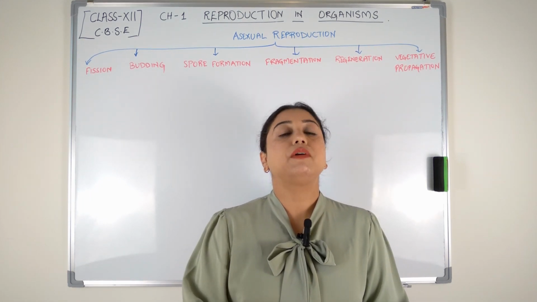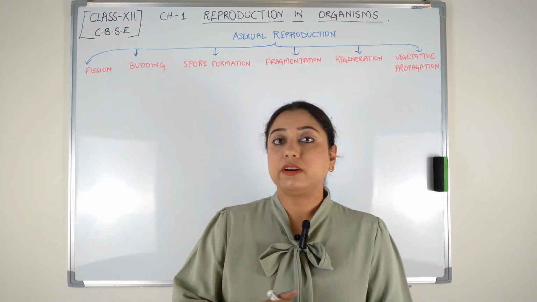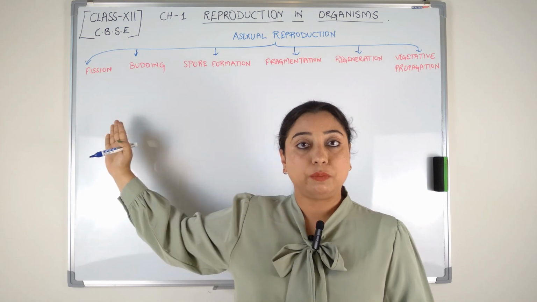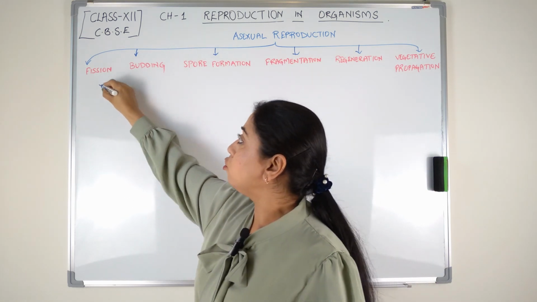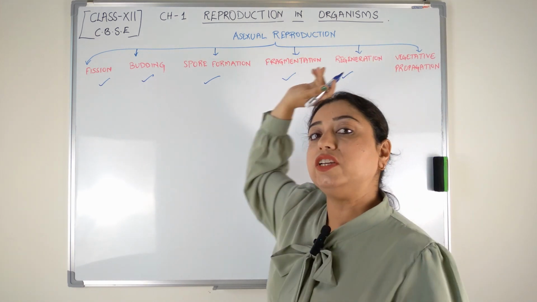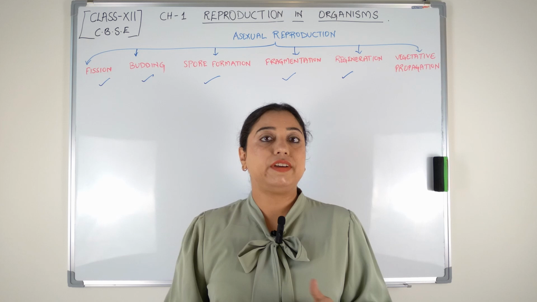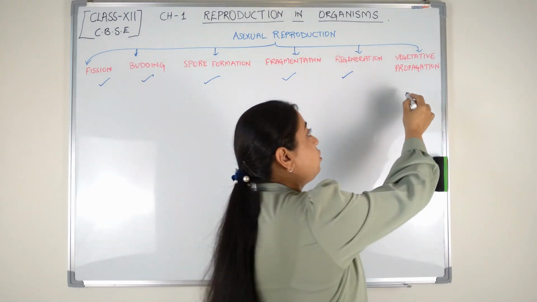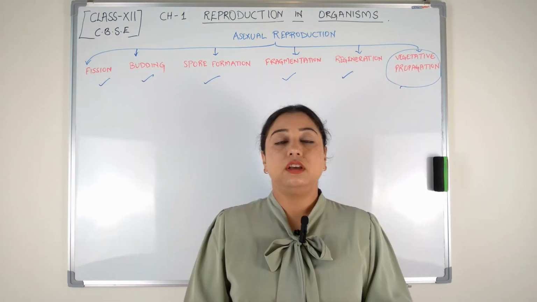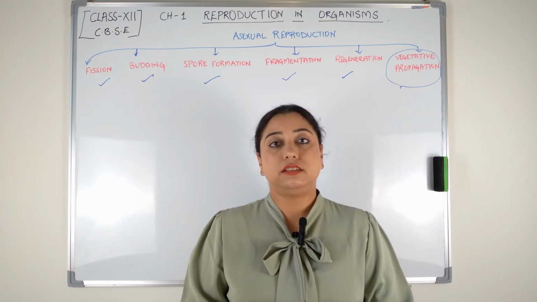As we all know, in my previous videos, I've already discussed and explained the first 5 modes of asexual reproduction. I've already covered fission, budding, spore formation, fragmentation and regeneration. So now we are left with only one and the last mode of asexual reproduction, that is vegetative propagation. So in today's video, I'm going to explain vegetative propagation in detail.